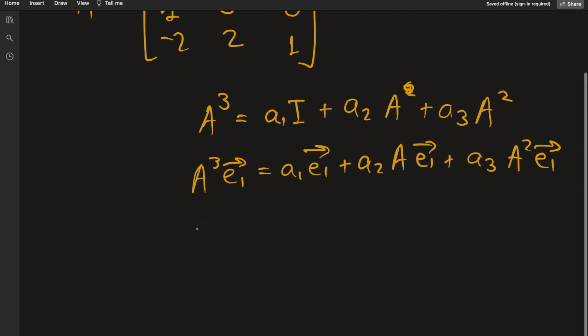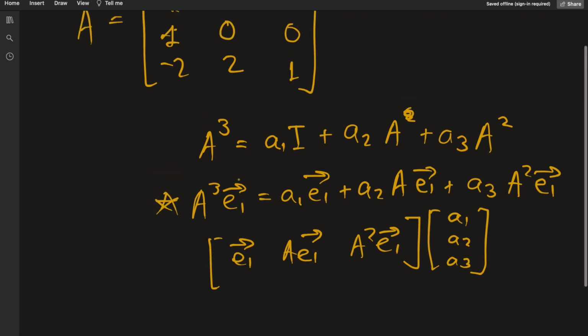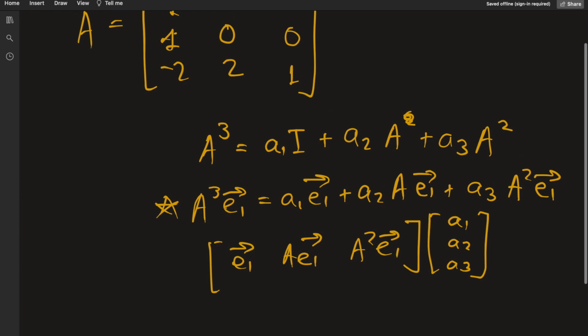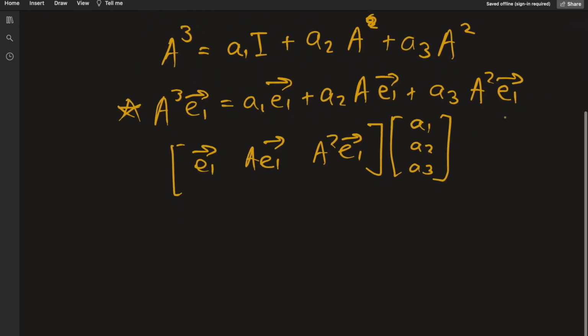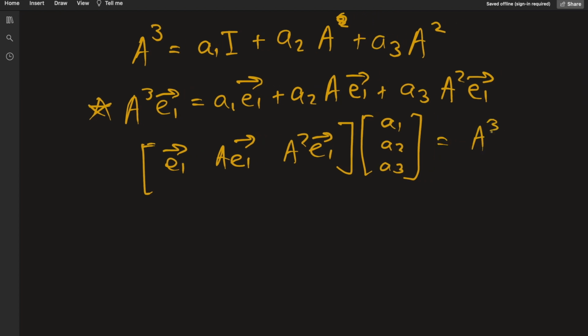And to basically get this, I need to have E1, A E1, A squared E1, and these coefficients a1, a2, a3. All I try to do essentially in this step is express A cubed times this arbitrary basis vector as a linear combination of these lower powers of A. And since these are vectors, the left-hand side will become a matrix, and we want that to be equal to A cubed times E1, which is a vector.